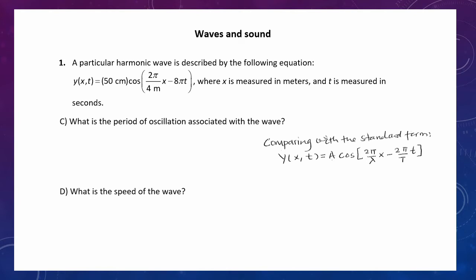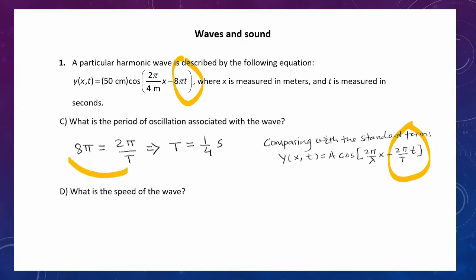Now let's look at period and how we find the speed. Once again, you're just comparing it to the same equation. Period is the capital T that we see right here. So if you compare this term with the term we have over here, and just like before you set them equal to each other, we'll have 8 pi is equal to 2 pi divided by T, where T is the period. If you solve for T by multiplying it to the other side, and then you divide by 8 pi, you end up with T is equal to 1/4, or 0.25 seconds. So that's how you get the period.